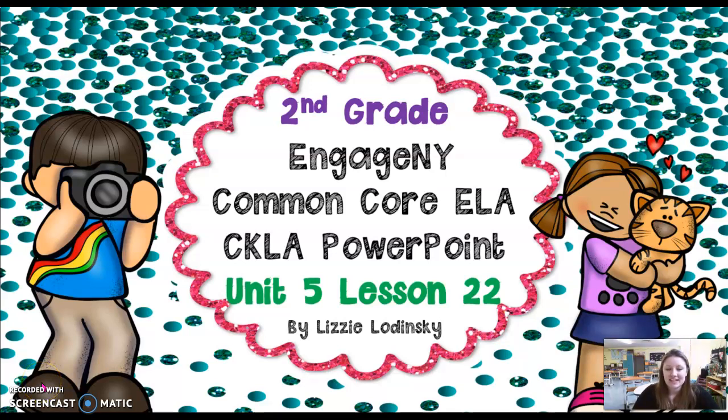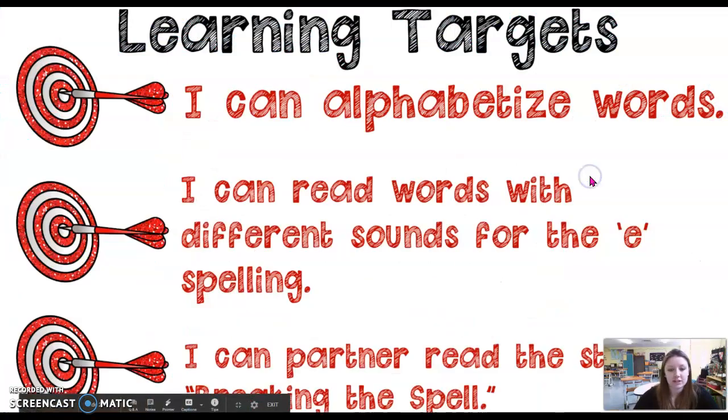Hi, second graders. Today's skills lesson that we'll be working on together is Unit 5, lesson number 22. Our learning targets for today, we're going to talk a little bit more about alphabetizing words or putting them in alphabetical order. Sometimes you might hear that called ABC order. We're going to read words with different sounds for the letter E spelling.